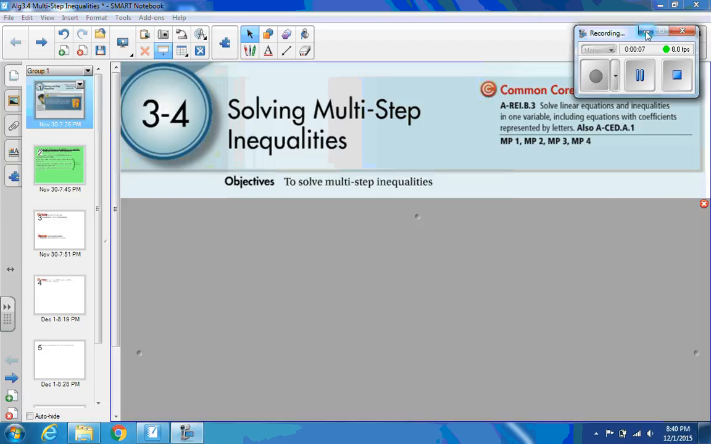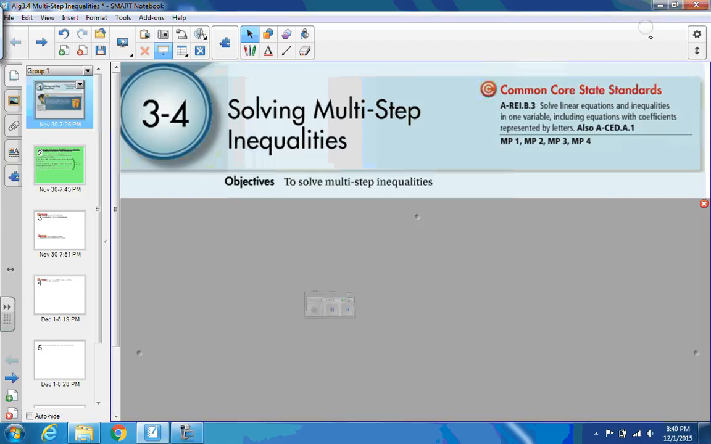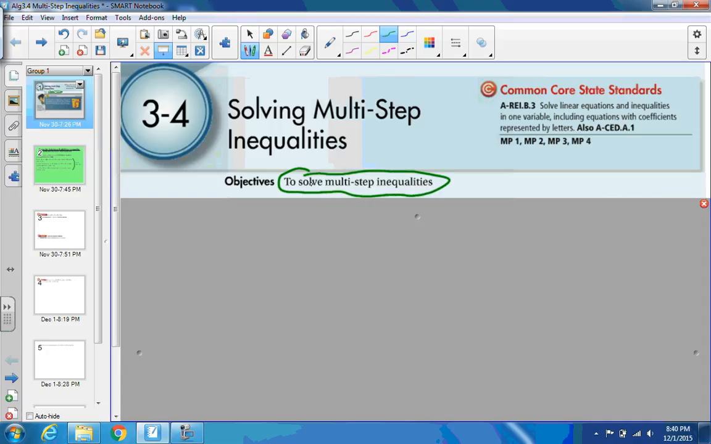It's Mr. Pouts. We're going to do lesson 3.4 here, entitled Solving Multi-Step Inequalities. So what you could do right now is take your goal sheet out and write down the goal for today. Make sure you write this down because this is what we're focusing on. Our goal is to solve multi-step equations. It's as simple as that.